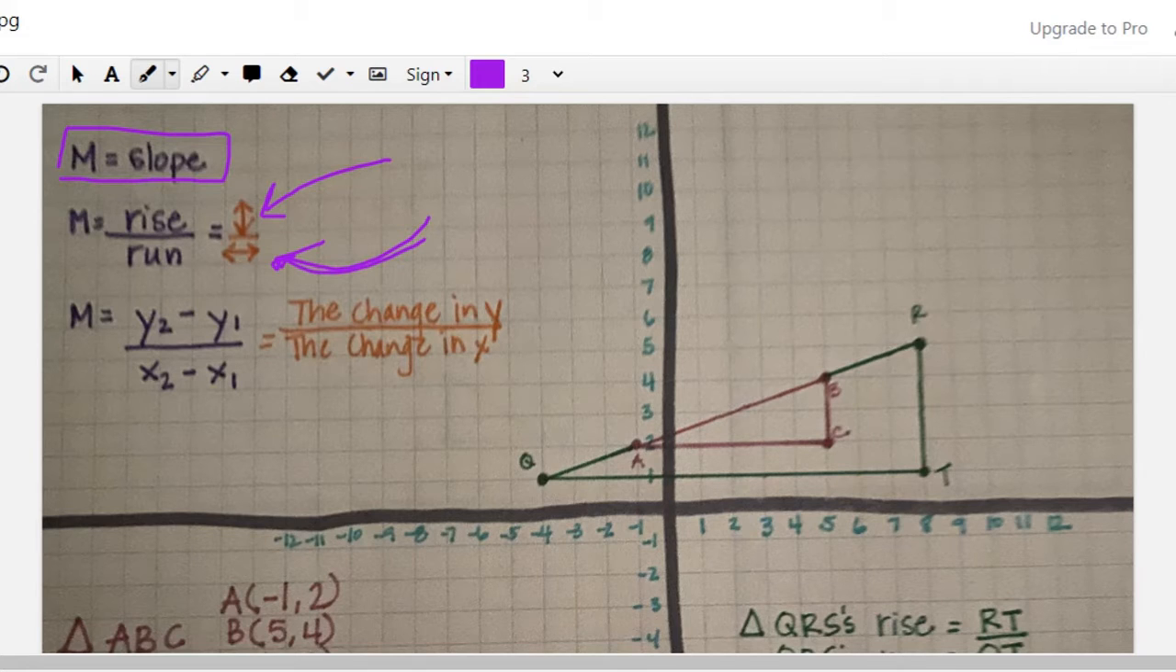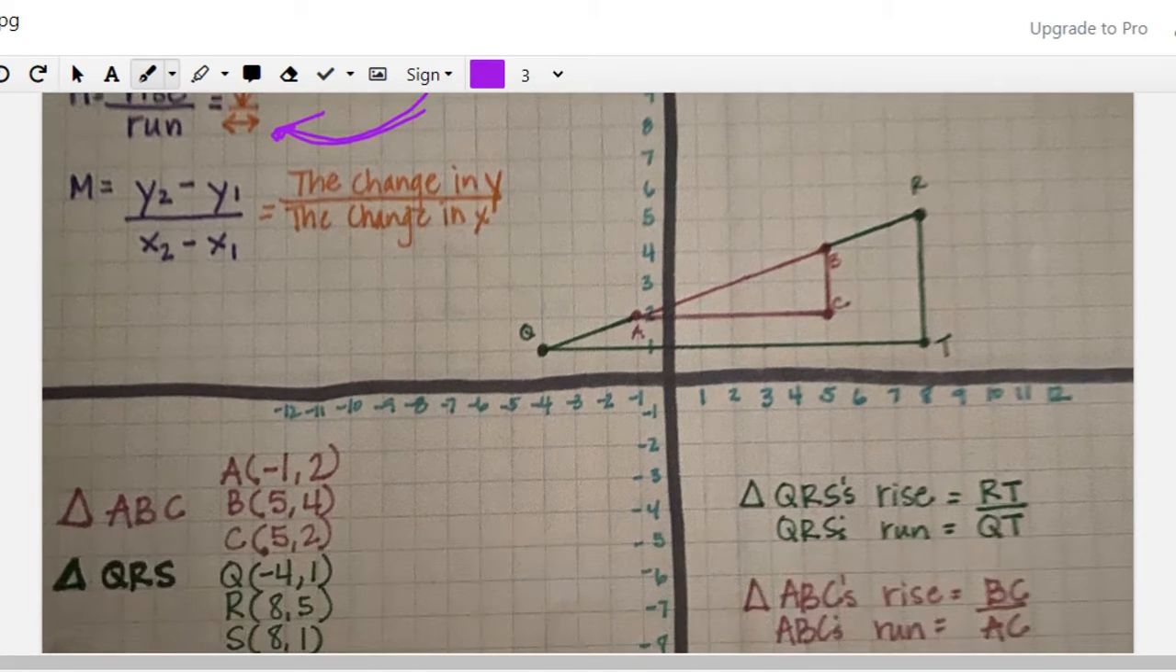We also need to remember that we've learned that slope M is equal to y2 minus y1 over x2 minus x1, which is actually the change in y over the change in x. So it really doesn't matter if you have 2 first or 1 first. So what we're going to do is look over here at triangle QRS's rise. Their rise, their up and down, is RT. This is the rise, okay?